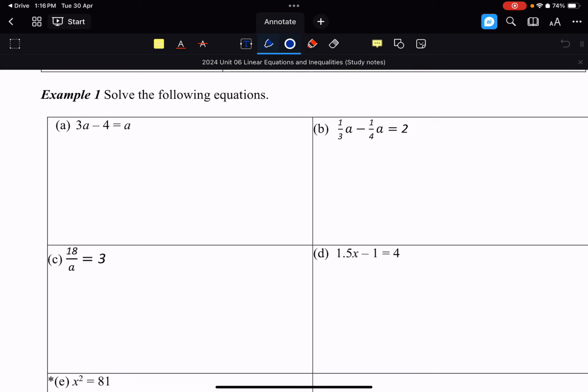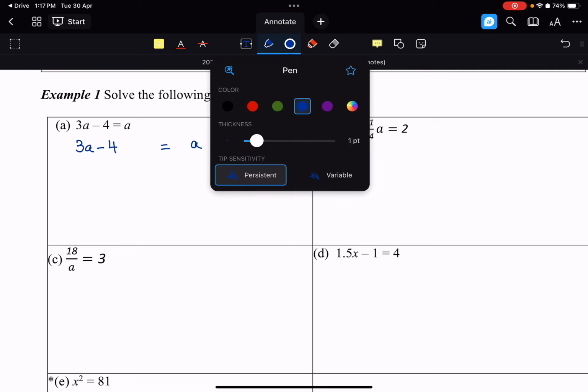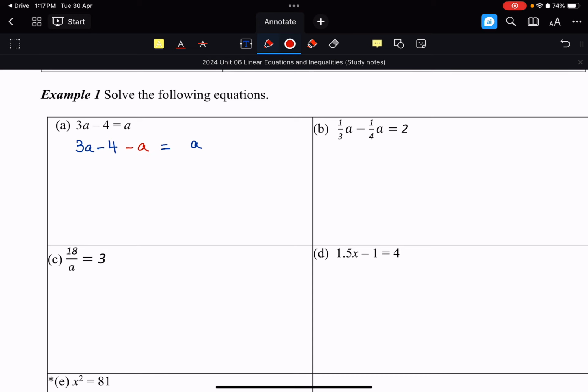The important thing to remember when we are dealing with equations is that whatever is on the left hand side and the right hand side must remain balanced in terms of their values. So whatever operation we do on the left hand side, we have to do the same thing on the right hand side. In this case, we are going to subtract a on both sides. So if I have 3a minus 4 and a on this side, I'm going to subtract a here and subtract a on this side. The end result is 2a minus 4 equals 0.